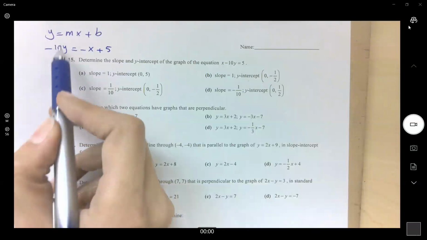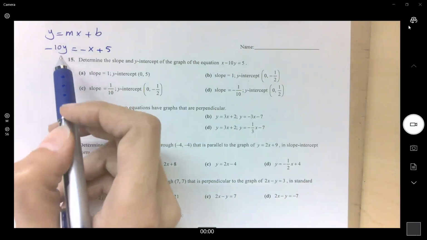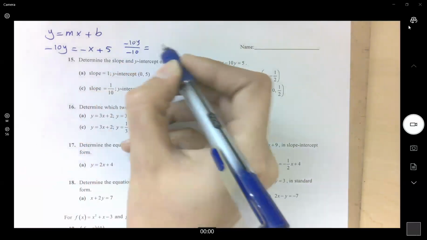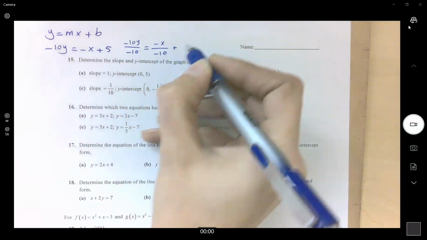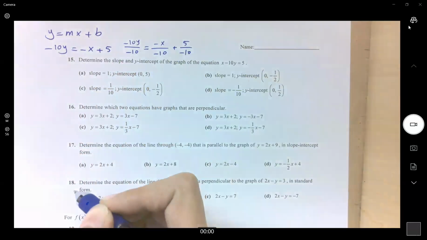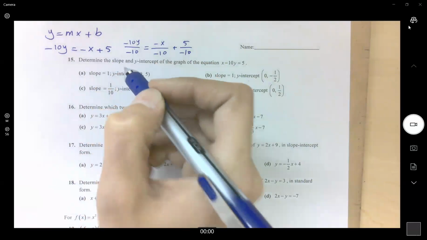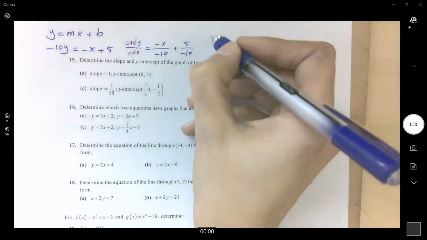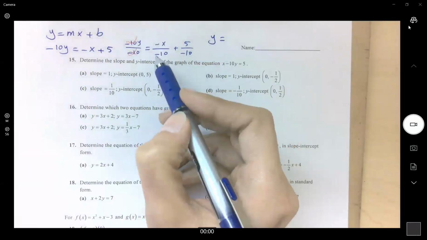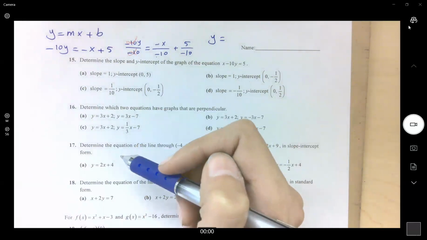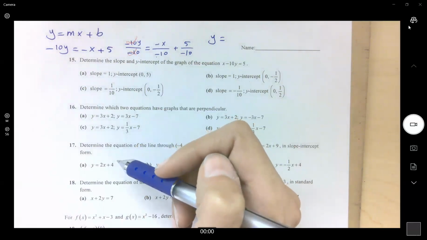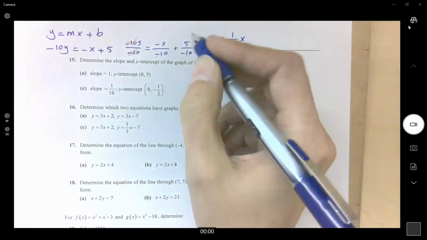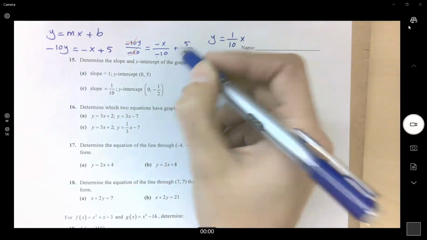Now to get rid of negative 10, divide both sides by negative 10. So negative 10y divided by negative 10 becomes negative x over negative 10 plus 5 over negative 10. Negative 10 and negative 10 cancel out each other, the common factor. So you're left with y equals, negative divided by negative is positive, x divided by 10, which means 1 over 10 times x. So this is 1/10 x, and here you have plus negative a half.